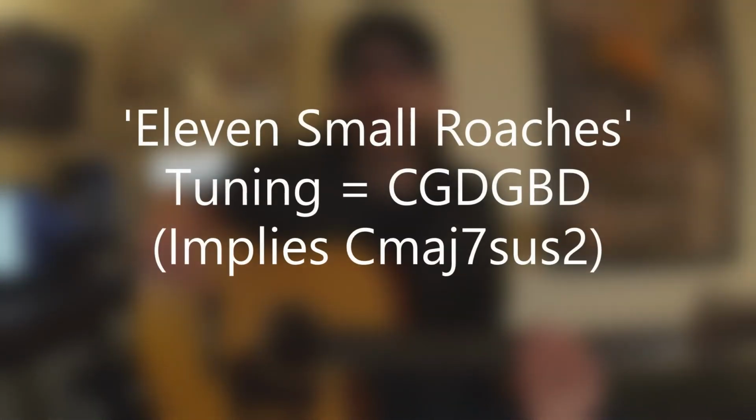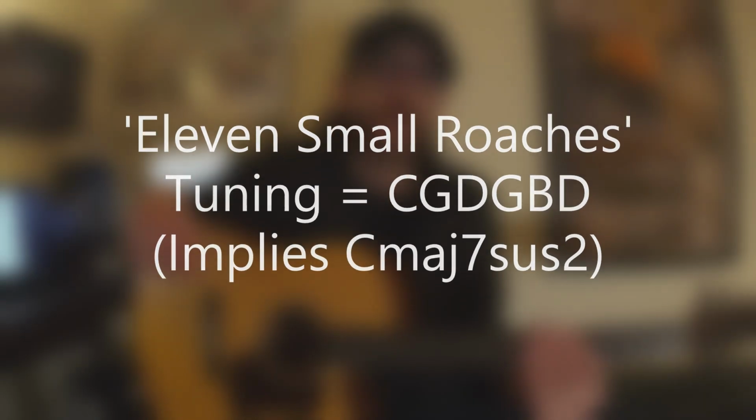Now that we've looked at Ragamuffin, we're going to move to the song 11 Small Roaches, and this song has a very interesting tuning. We've moved away from DADGAD, and I've already tuned and checked with my tuner. We've got C, G, D, G, B, and D. All right, very interesting.